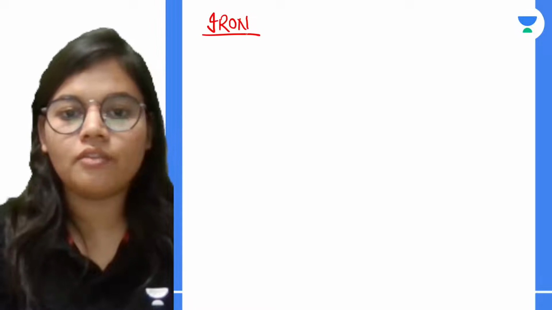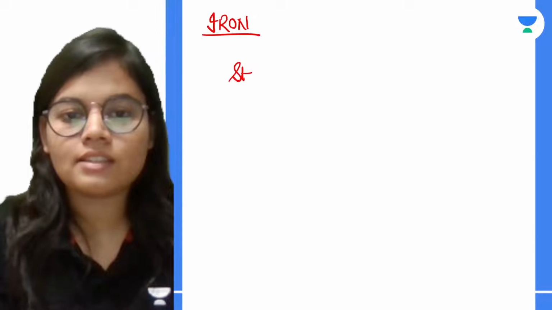Next, let's talk about the alloys of iron. The very famous one is stainless steel.